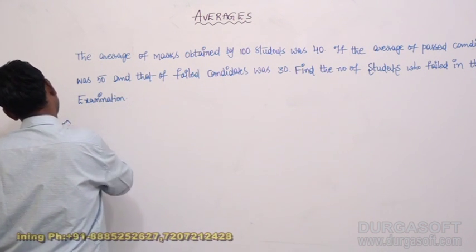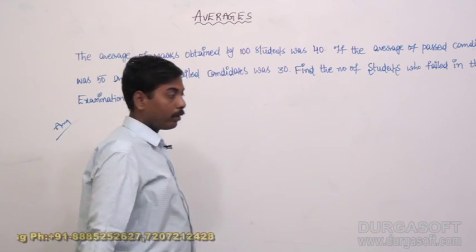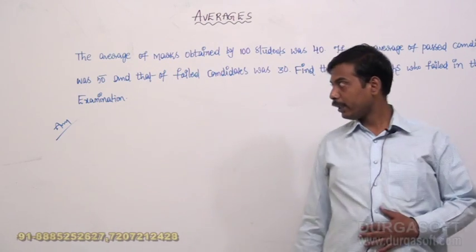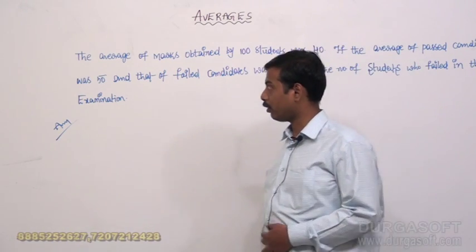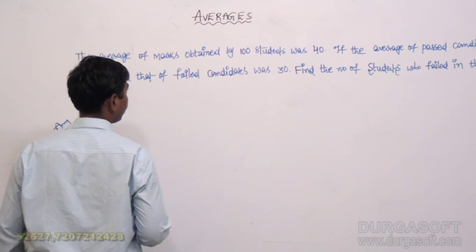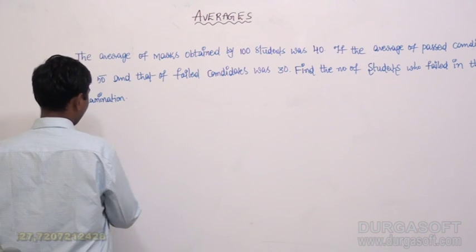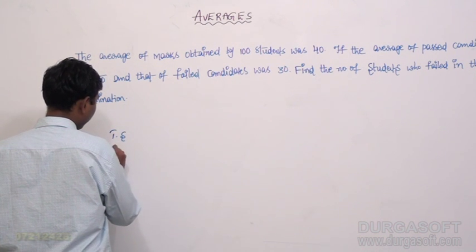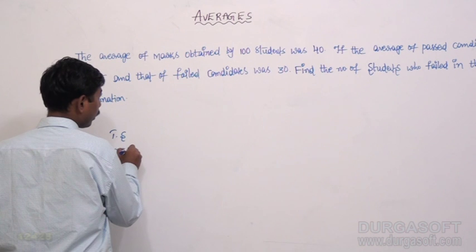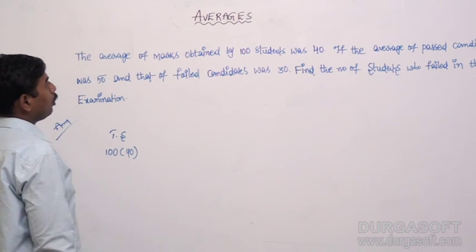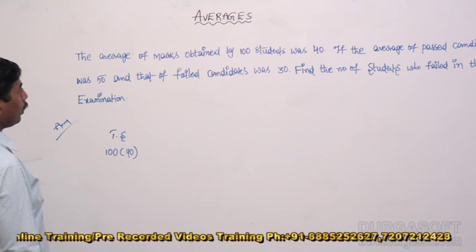So let me check, my dear guys. In this question we have to find out the failed candidates in the examination. We already know the total number of candidates, that is, how many people participated? The average is 40. The total number of students is 100.